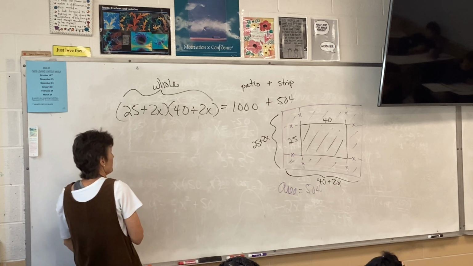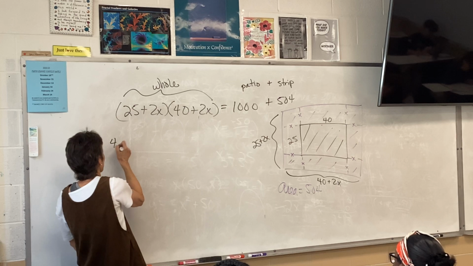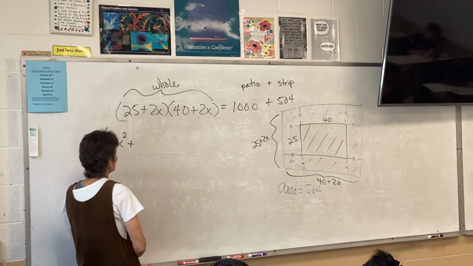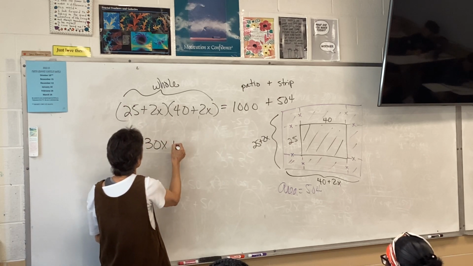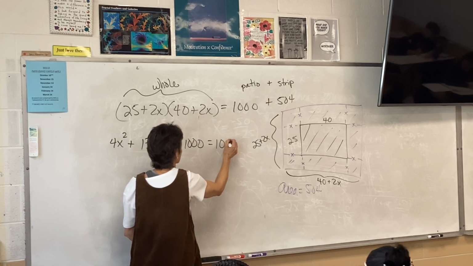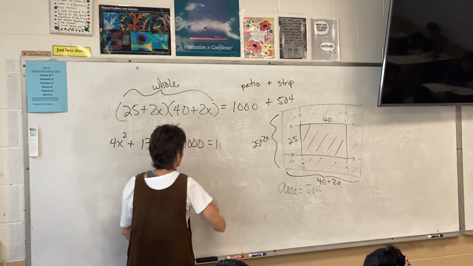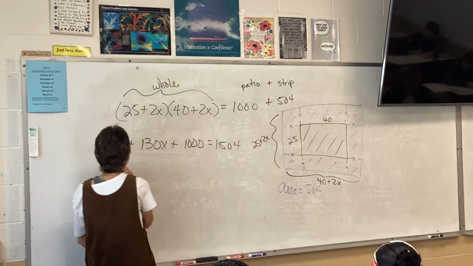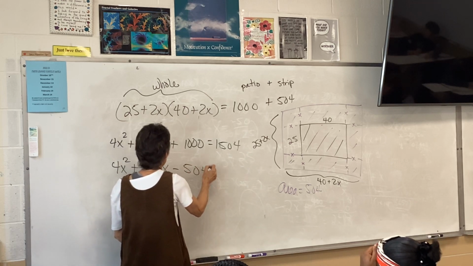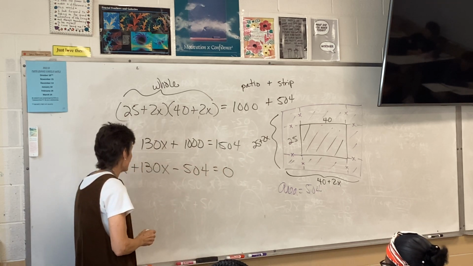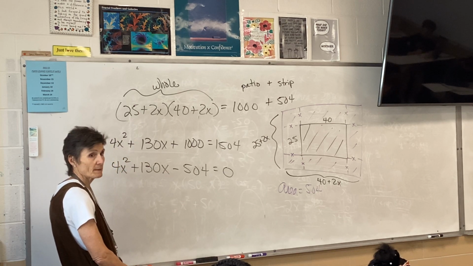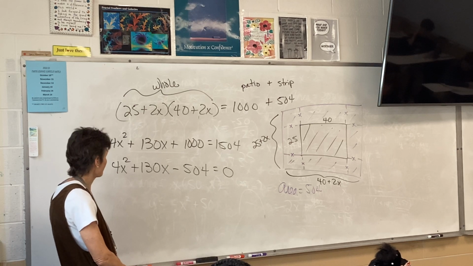So let's FOIL over here. So we get 4x squared plus, okay, now I have no idea if I did my math right or not. Anybody match that? Couple, okay.